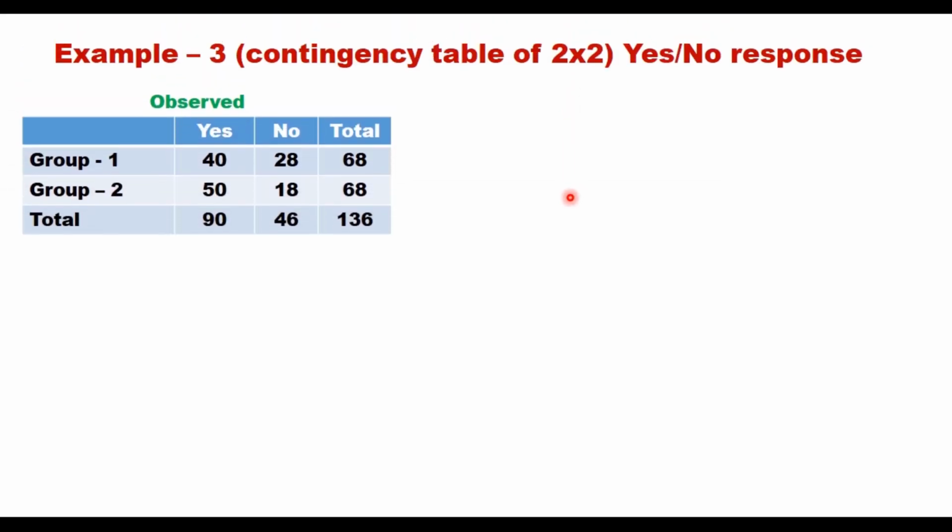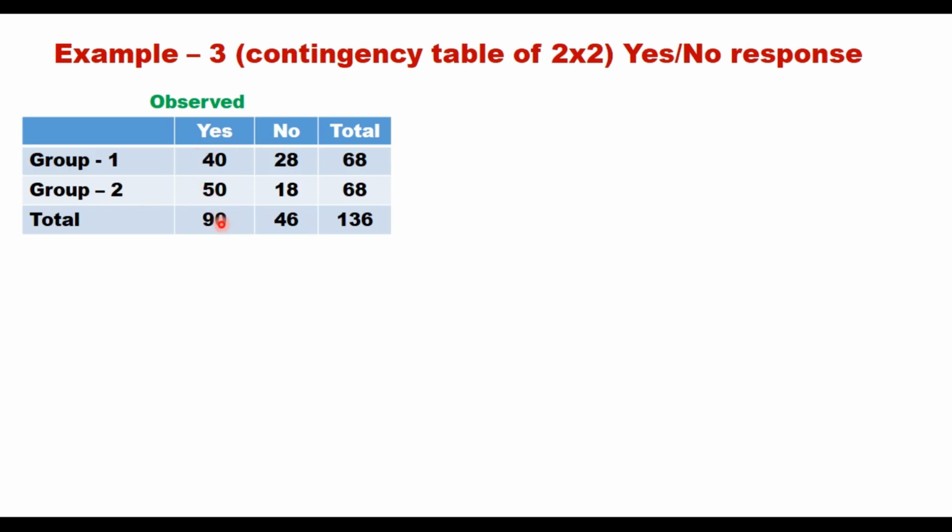One of the most common uses of chi-square is found in the so-called 2 by 2 table. This table shows yes and no responses of two groups of people to an item in a questionnaire survey. And this is called the contingency table. Contingency table of 2 by 2, where you show the response in yes or no. So there are a total of 136 people who were questioned, and these are divided into two groups, group 1 68, group 2 68, and this is their response.